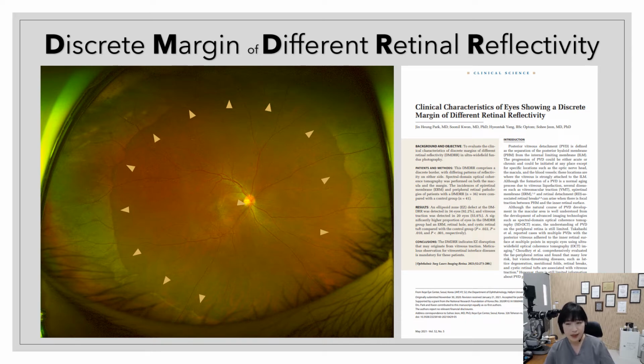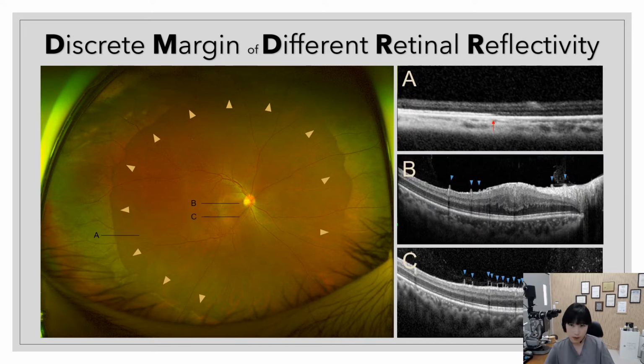Have you ever seen these eyes that show discrete margin of different retinal reflectivity? Do you have any idea about the cause of this finding? If you take the OCT scan of this area, you can find that the reflectivity of ellipsoid zone diminishes at the junction of the margin, and it seems like the ellipsoid zone disruption is related to the vitreoretinal traction.